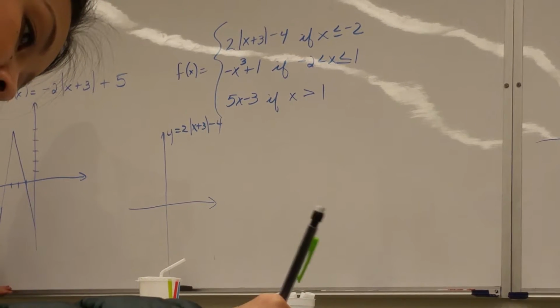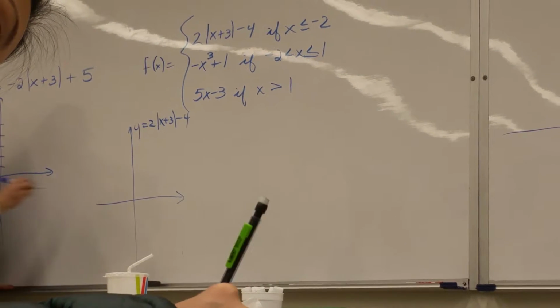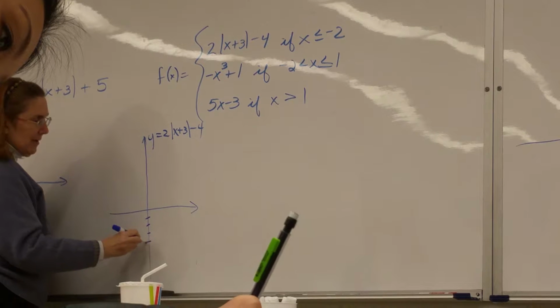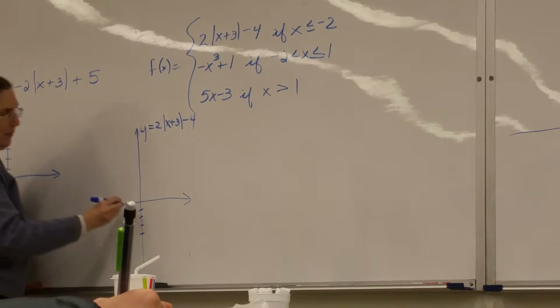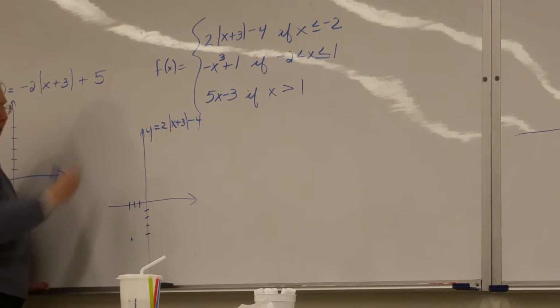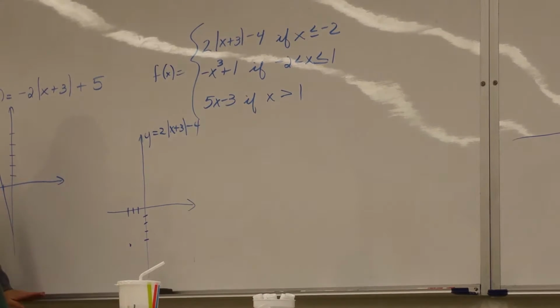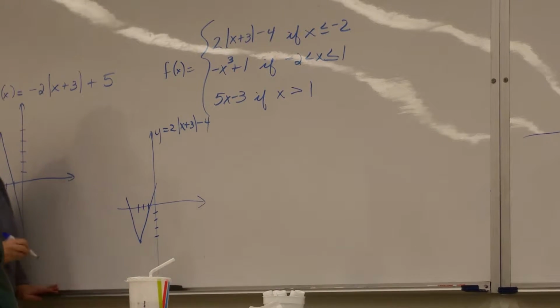What does the minus 4 do? Down 4. So down 4. 0, negative 4. What does the plus 3 do? Shift left 3. That's our turning point. And the 2 shifts it up, stretches it as it goes next to it.